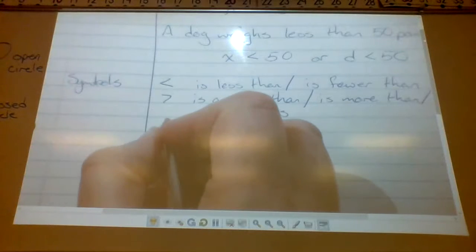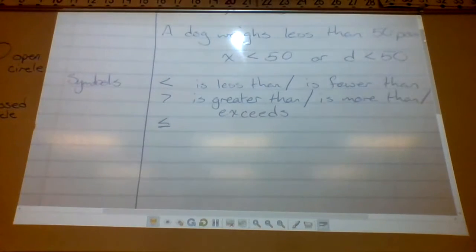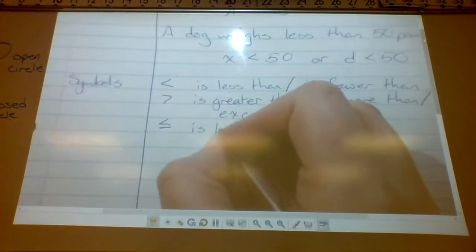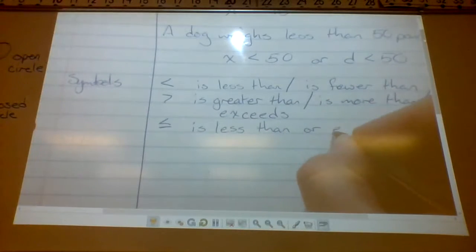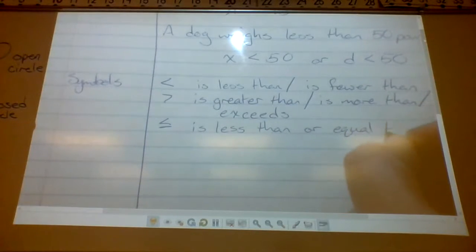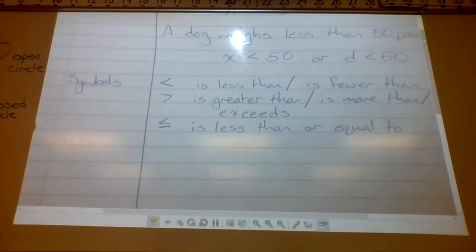Okay? You guys know what this one's called? Greater than or equal to. And this one is less than or equal to, which means it can be equal to the amount you have.